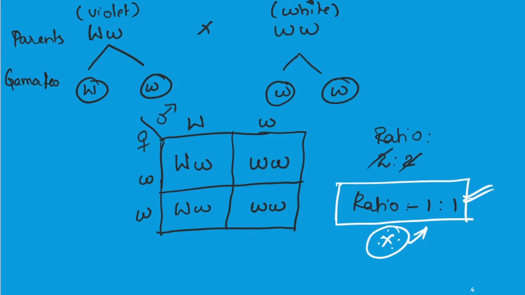Two of them are completely violet flowers, and two are completely white flowers. If you want to write the genotypic ratio as well as the phenotypic ratio, both are 2:2. If 2:2 is cancelled, the ratio will be 1:1. So whenever they ask the ratio of the test cross, this will be your sure answer. Always it is 1:1.